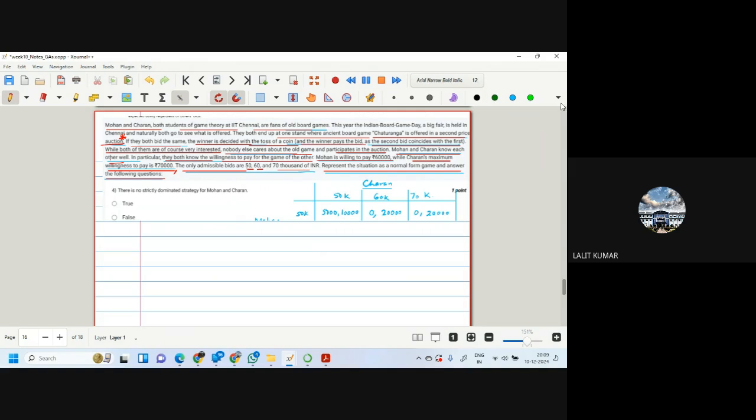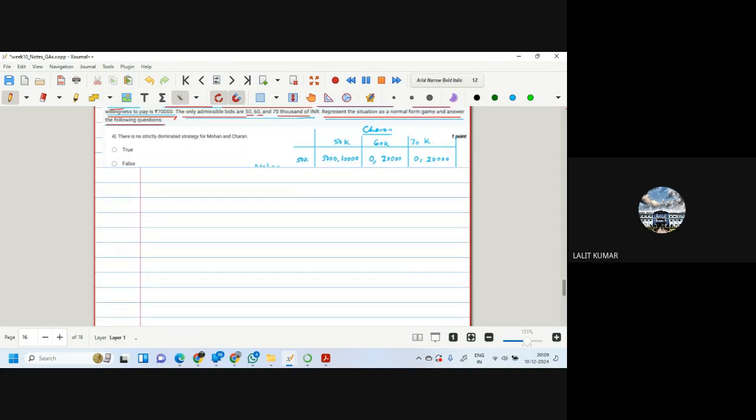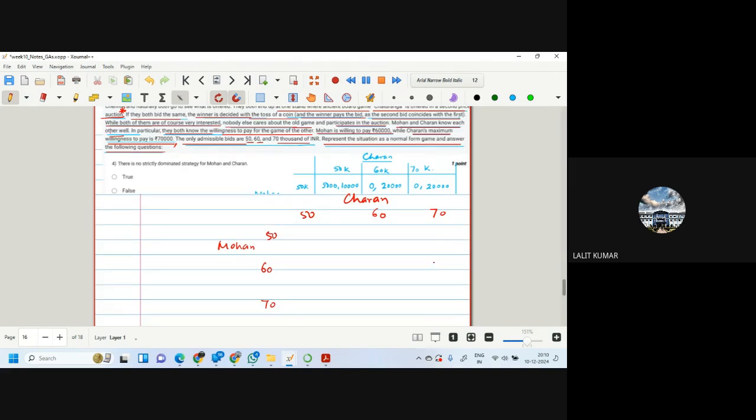So let's form the game first. Normal form is stable only, no? There's Charan and Mohan. So bids are 50,000, 60,000, 70,000 for each, and here we write the values. Mohan's value is 60,000. Charan's value is 70,000.